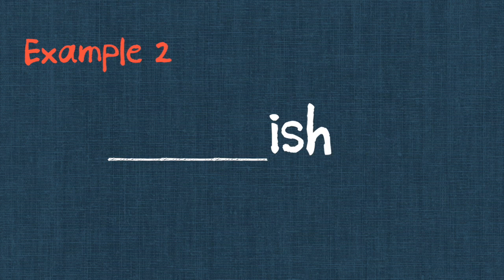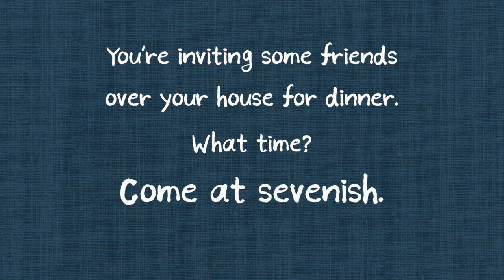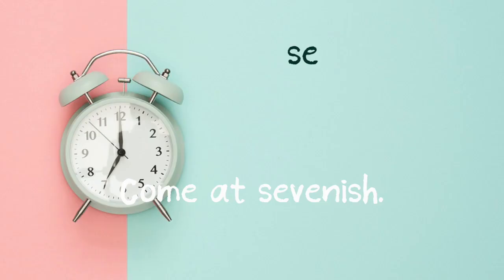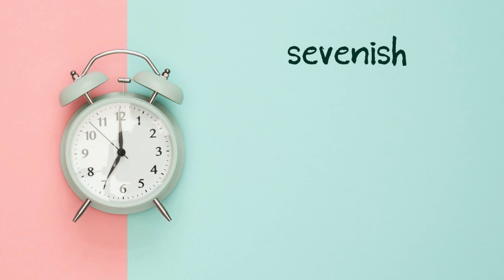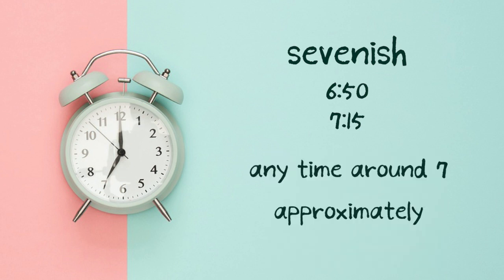Let's talk about how to use ish when using numbers. Let's say you are inviting some friends over your house for dinner. They ask what time to come. You do not have a very strict schedule or specific time, so you say, come at 7-ish. Come at 7-ish could mean come at 6:50 or 7:15, etc. It means come anytime around 7 approximately.